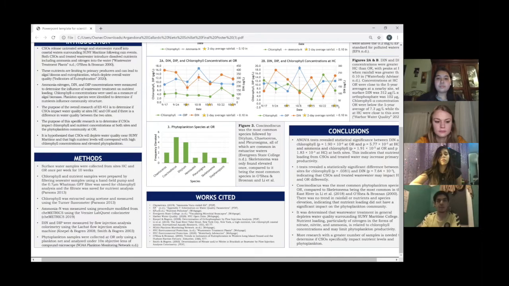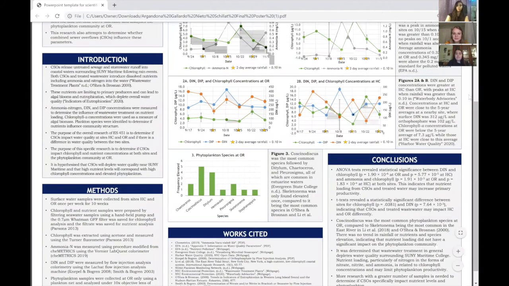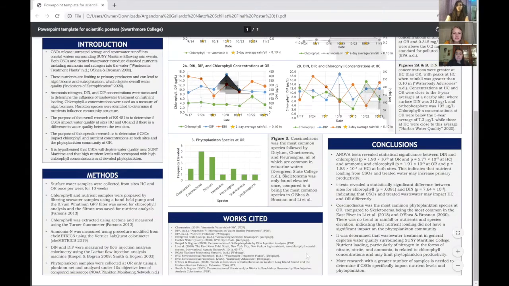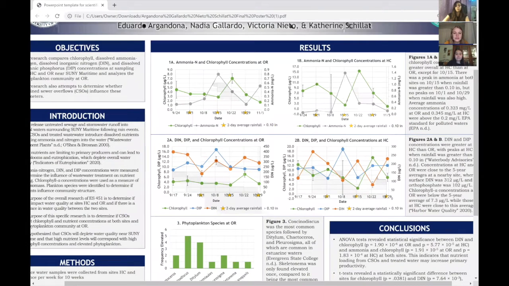Now on to results. Our data for chlorophyll and nutrients are graphed over time. Figures 1A and 1B show concentrations of chlorophyll in green and ammonia nitrogen in gray over 7 weeks, which were the dates when we had data for both parameters at both sites. The stars indicate rain events, which we defined as sampling days when the 2-day average rainfall was greater than 0.1 inches.